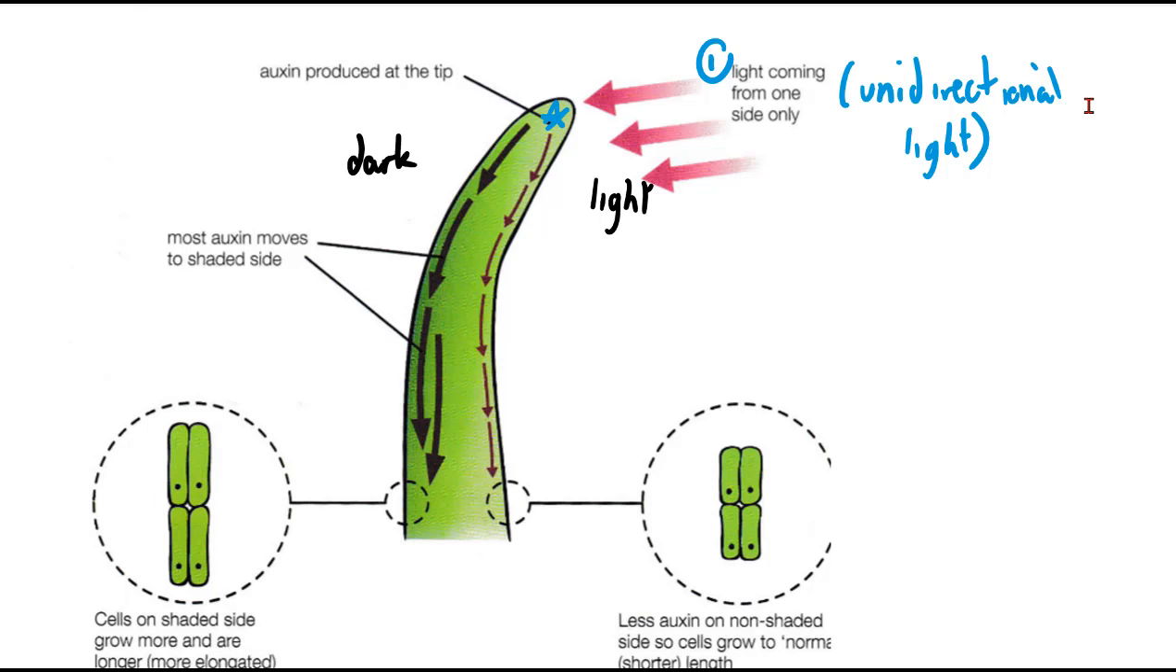So think of auxin as you in the morning whenever somebody comes and turns your light on. You don't like being in the light, you'd rather be in the dark, and that's like auxin. So auxin doesn't like the light, so it diffuses down the dark side. So light comes from one direction, the auxin is produced at the tip, auxin moves to the shaded side and diffuses down the shoot.